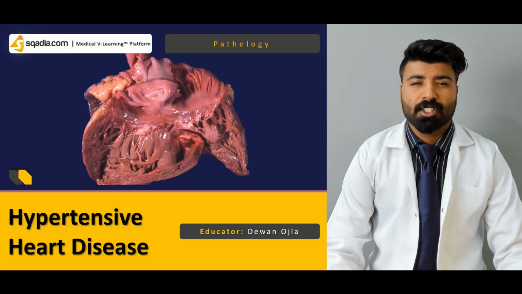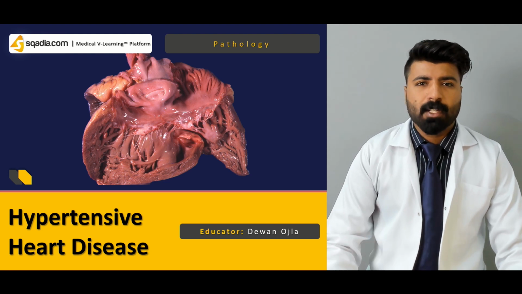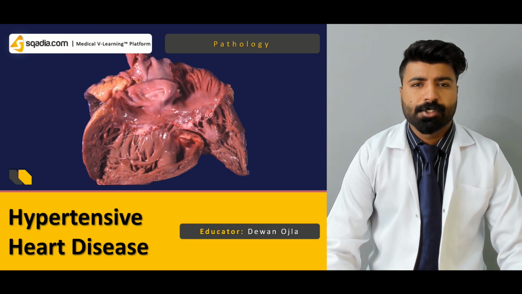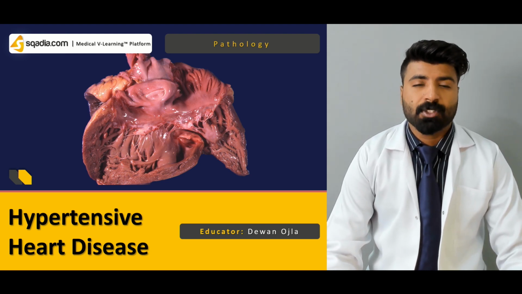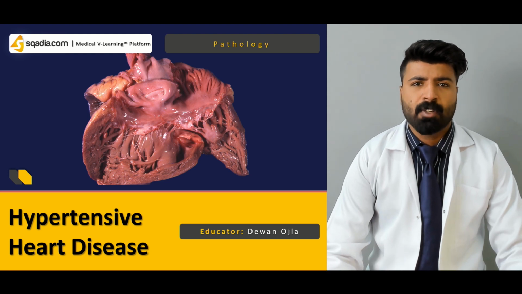So the topic of the lecture today is hypertensive heart diseases. First of all, we have to know what hypertension is. When we measure the blood pressure, it's in systole and diastole. So whenever we go for a normal blood pressure, it must be 120 by 80, 120 systolic and 80 diastolic. So when do we say it's hypertension? When do we say it's higher blood pressure?